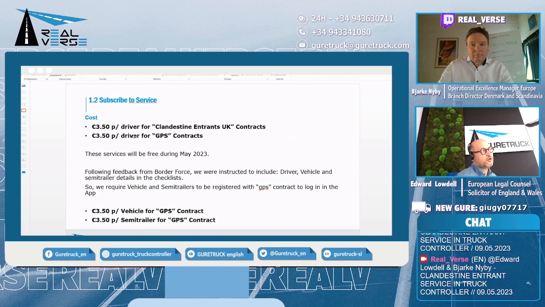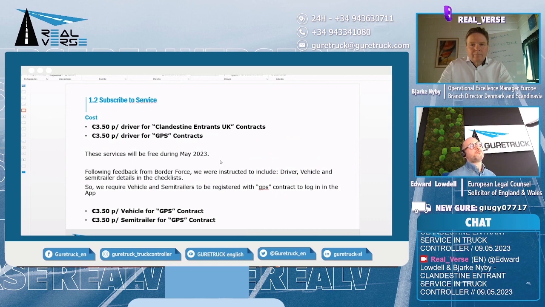Looking at the cost for the driver, as I said, we've got a subscription to Clandestine Entrants UK and a subscription to GPS. Each of these has a cost of £3.50 per driver, so it's £7 the cost for the driver. During the month of May, this service will be free for clients, so clients can test it, try before you buy, if you like. Some of our clients who are using our other services will already have potentially GPS contracted if they're using the Guru Truck app, so it might be the case that you don't need the GPS to be contracted.